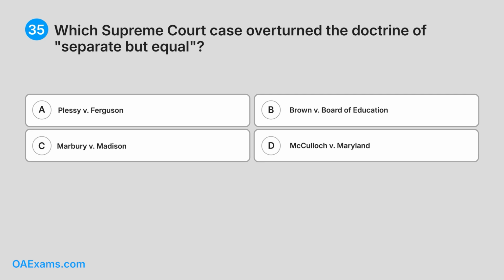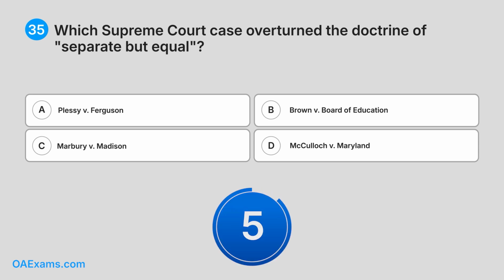35. Which Supreme Court case overturned the doctrine of separate but equal? A. Plessy v. Ferguson. B. Brown v. Board of Education. C. Marbury v. Madison. D. McCulloch v. Maryland. Do you know the answer?